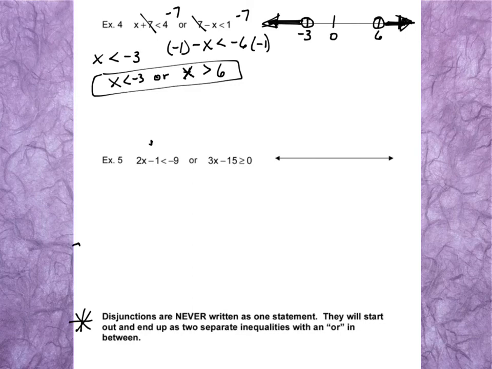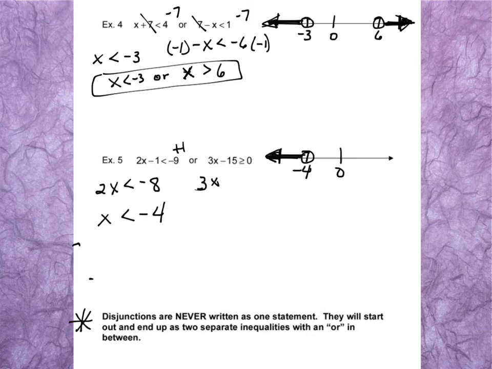Okay. Our last example. Again, an or, so we know we're going to have two equations in our answer. Add 1, so you have 2x is less than negative 8, so x is less than negative 4. So put your negative 4 on your number line, open circle, less than, shade to the left. It's a disjunction. They should graph pointing outwards, pointing away from each other.